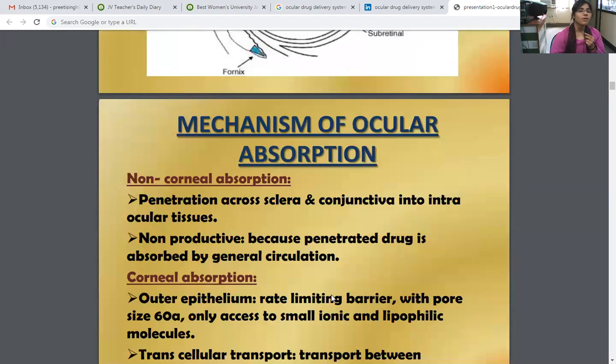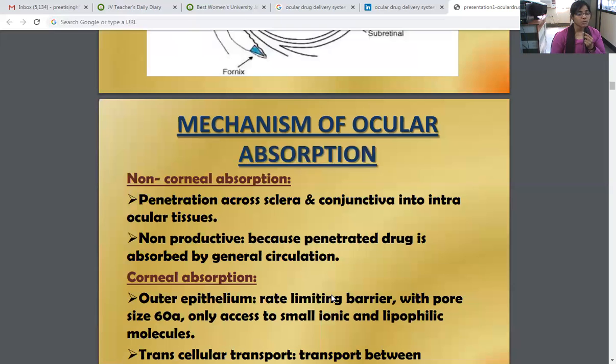So the mechanism of ocular absorption. Non-corneal absorption: penetration across the sclera and conjunctiva into intraocular tissue. This is non-productive because the penetrated drug is absorbed by general circulation.